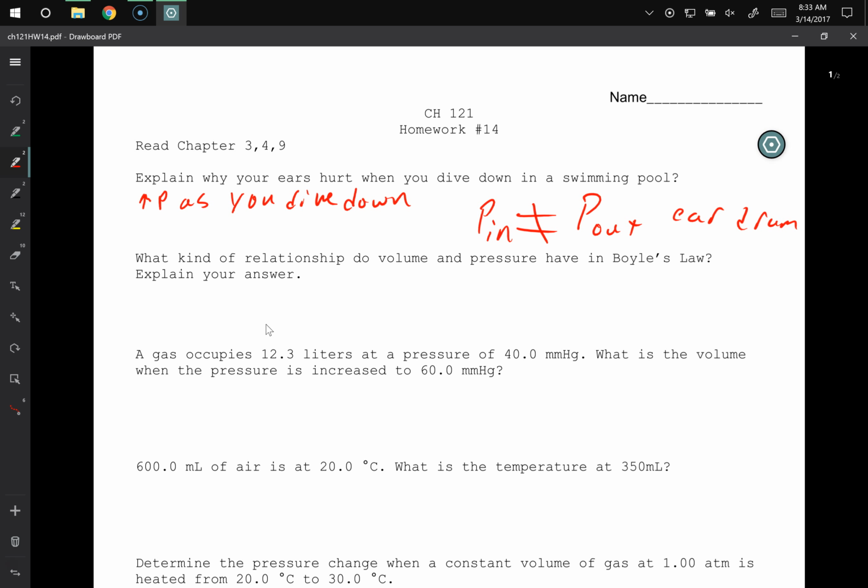Boyle's law? What about the pressure and volume? Inverse. So when pressure goes up, that means volume must go down. And so you should be thinking about taking a balloon into the swimming pool with you. If you were to dive down into the swimming pool, the pressure goes up. What happens to the size of the balloon?